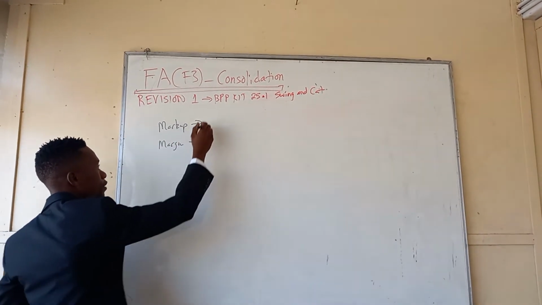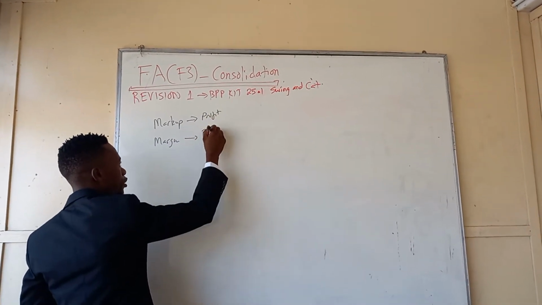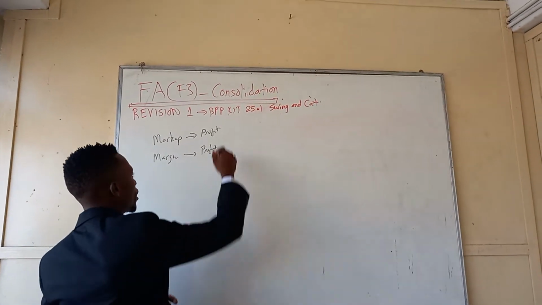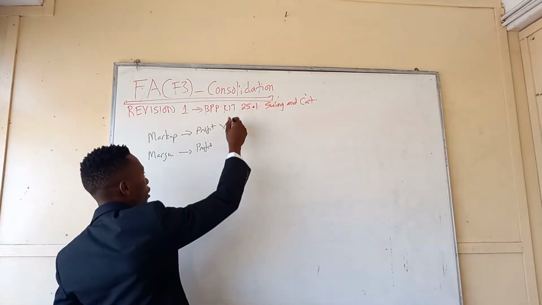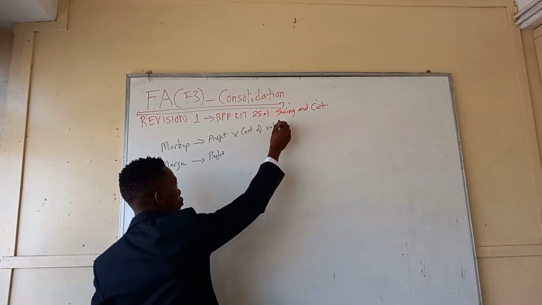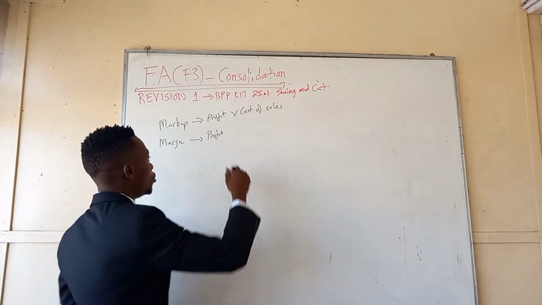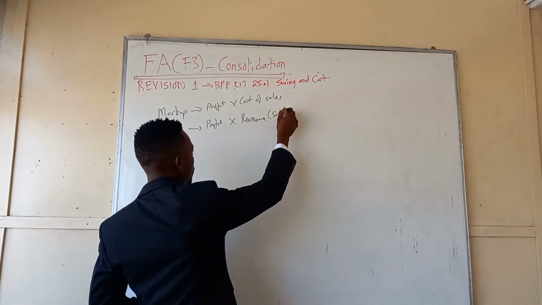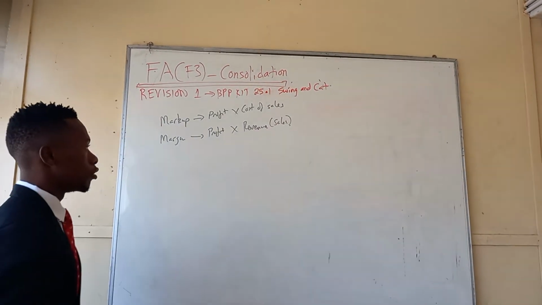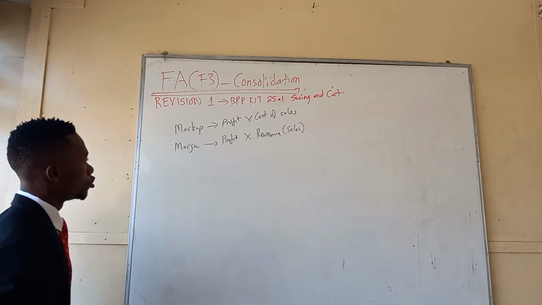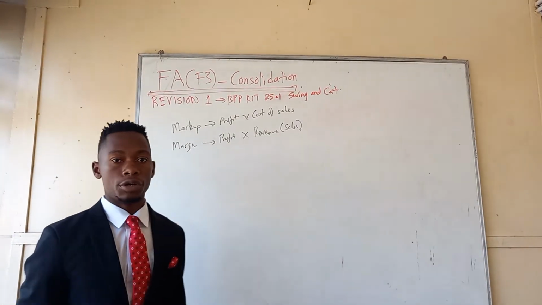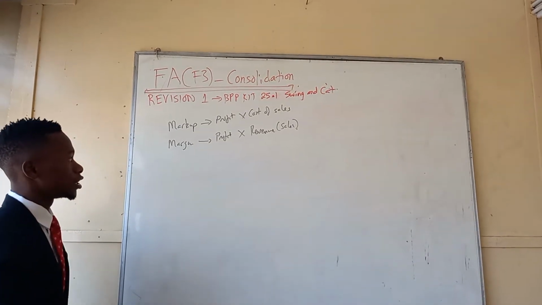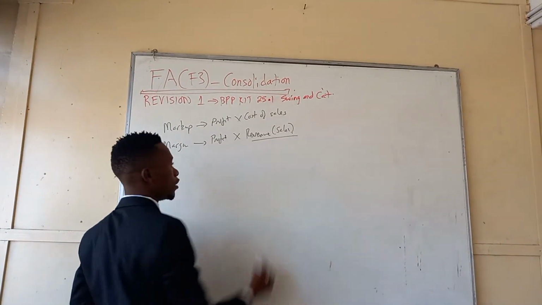What I know is markup is profits, margin is profits. So what's the difference? For you to get the markup, you have to multiply by the cost of sales. What about if you are given a margin, you have to multiply with the revenue, we call it the sales. So you must be able to calculate the profit in the exam when you're given the markup or when you're given the margin.